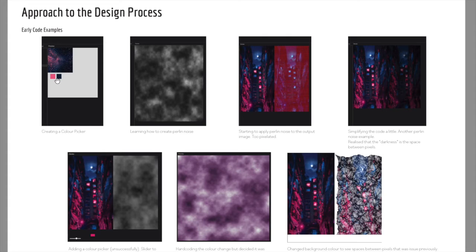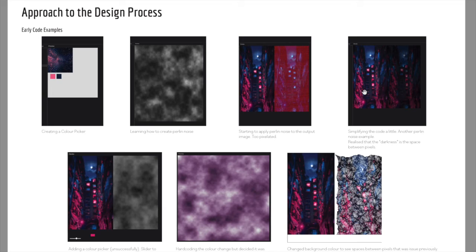I started by creating a color picker, which didn't actually manipulate but selected colors. I learned how to make Perlin Noise. I started to apply Perlin Noise to the output image, but my images were coming out too pixelated, and then the other ones were coming out too dark. And then I realized that the darkness was actually the space between the pixels, and because I was using dark mode, which will be an issue again later.